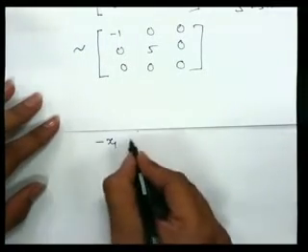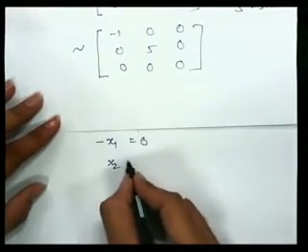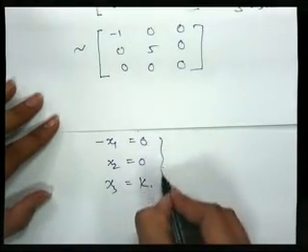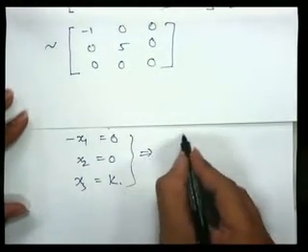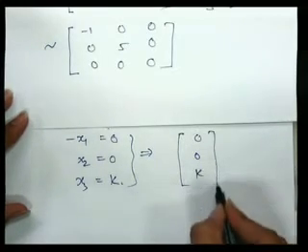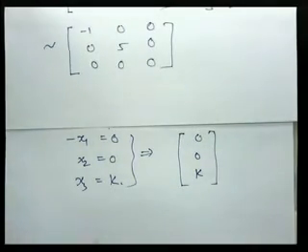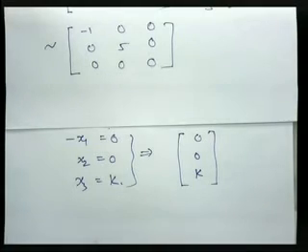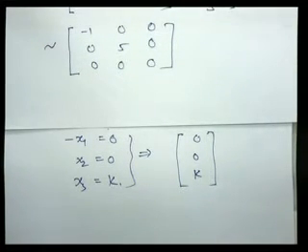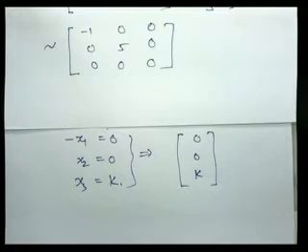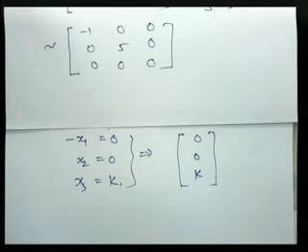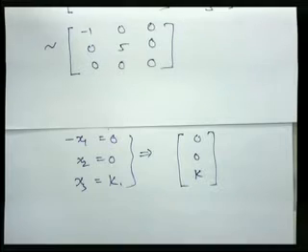Minus x1 is equal to 0, x2 is equal to 0, and x3 is a free variable. So this combines to give the vector 0 0 k. These are the eigenvectors for non-zero value k. Therefore the specific vector is 0 0 1, by putting k is equal to 1. So ultimately we have the basis for the eigenspace for lambda is equal to 1.